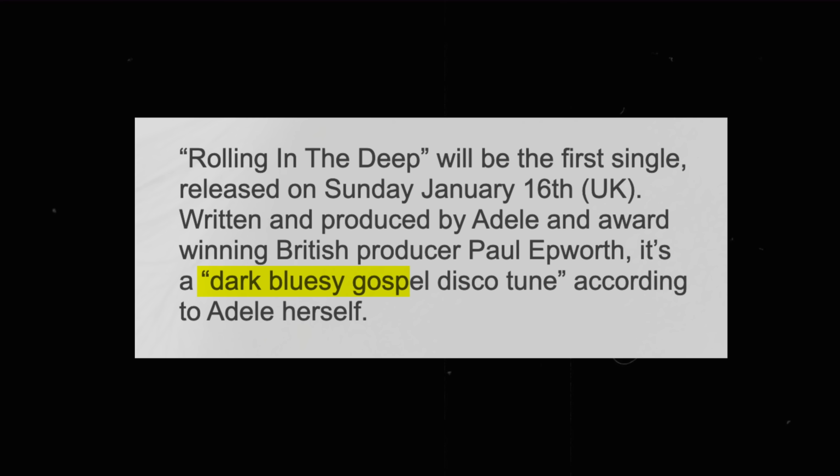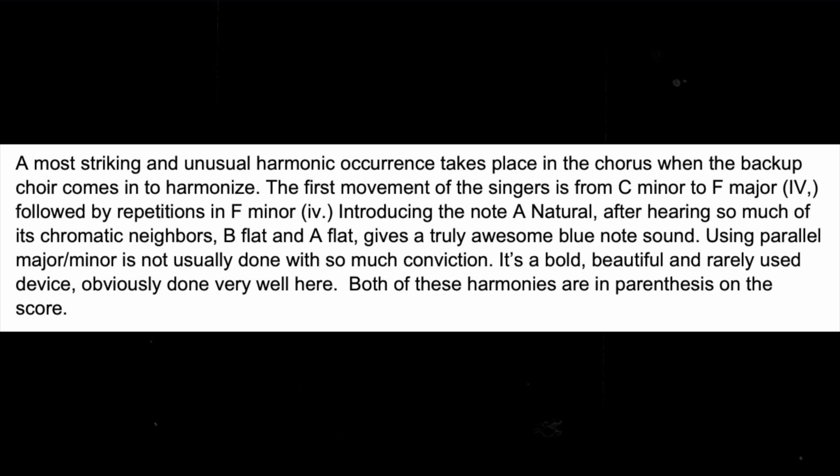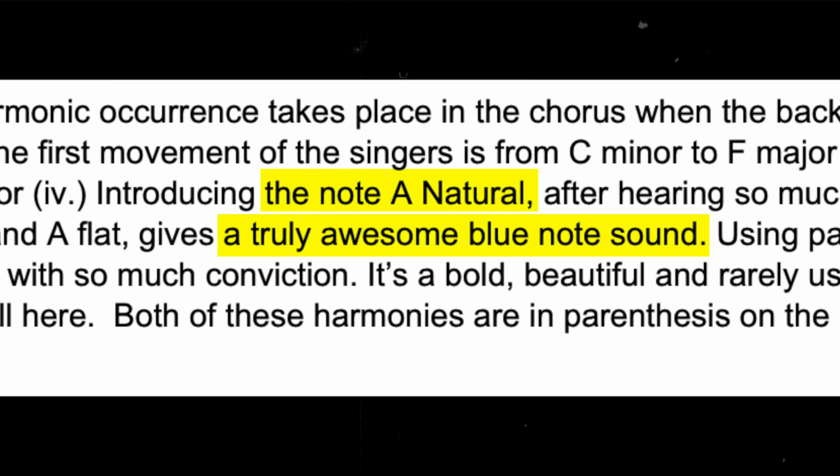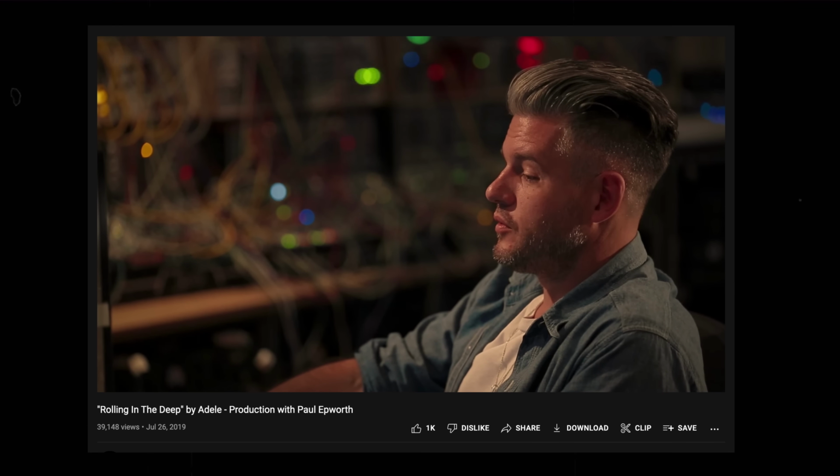Adele calls Rolling in the Deep a dark bluesy gospel disco tune, which I think is honestly pretty apt. Another analysis went as far as to say that the A natural is a truly awesome blue note sound. But I really highly doubt that any of these theoretical justifications came to mind when Adele and her co-songwriter and producer Paul Epworth were writing this background line.